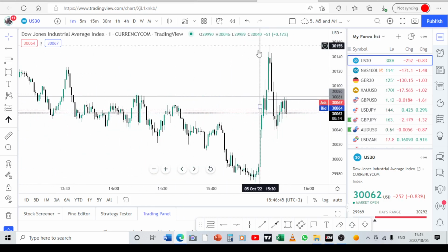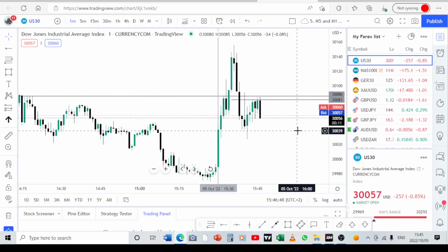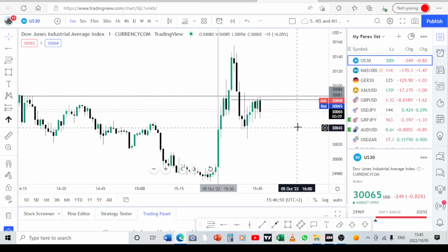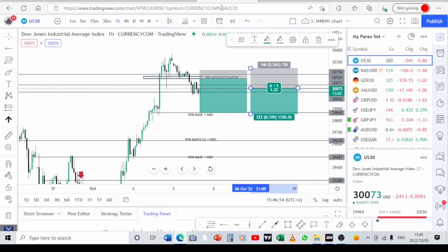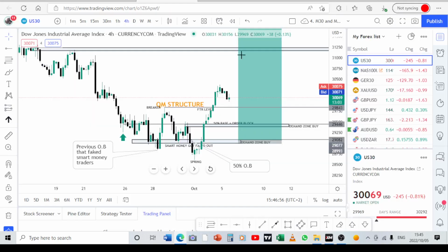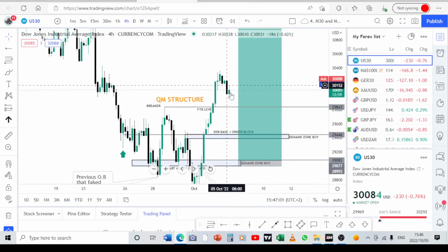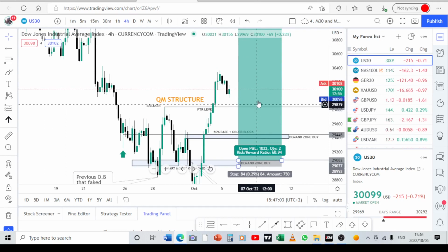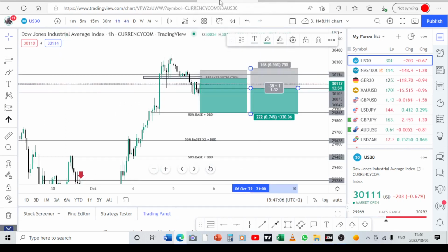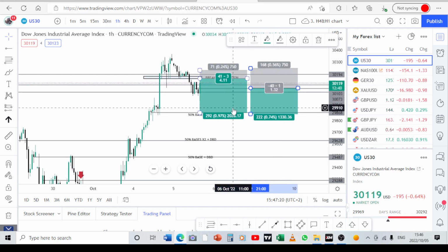Okay, guys. Suppose this was a manipulation. Suppose there was a manipulation that was taking place there. Just look at this. Just came in because of NYSE. The stop losses will be hit.